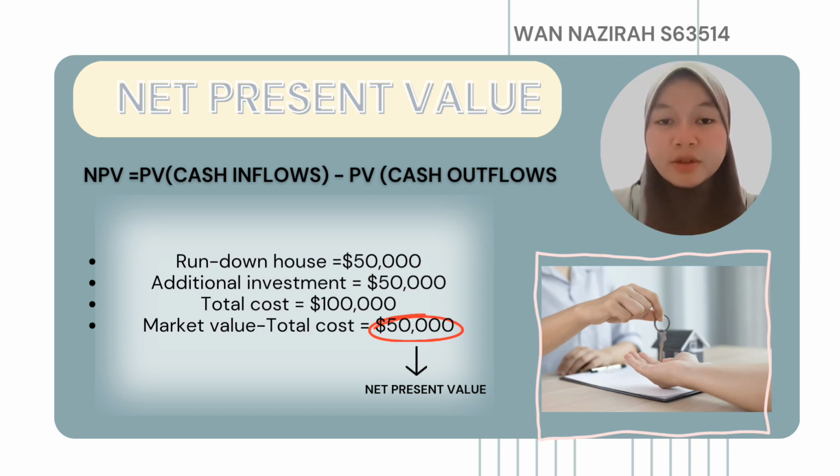For example, a rundown house is priced at $50,000, requiring an additional investment of $50,000, resulting in a total cost of $100,000. So the market value subtracted from the total cost equals $50,000.